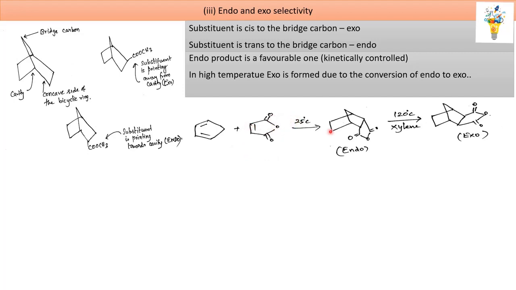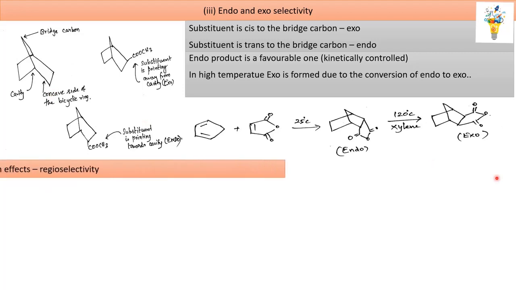The endo bicyclic product, when heated at 120 degrees Celsius, is converted into the exo form. Here the maleic anhydride portion is on the exo side, and the diene portion is in the endo cavity. Clear? So these are about the endo and exo selectivity. Regarding this, the substituents are always on the endo side, so you have to remember that. So what is endo? It is the bridge carbon, and the substituents are in the trans position.